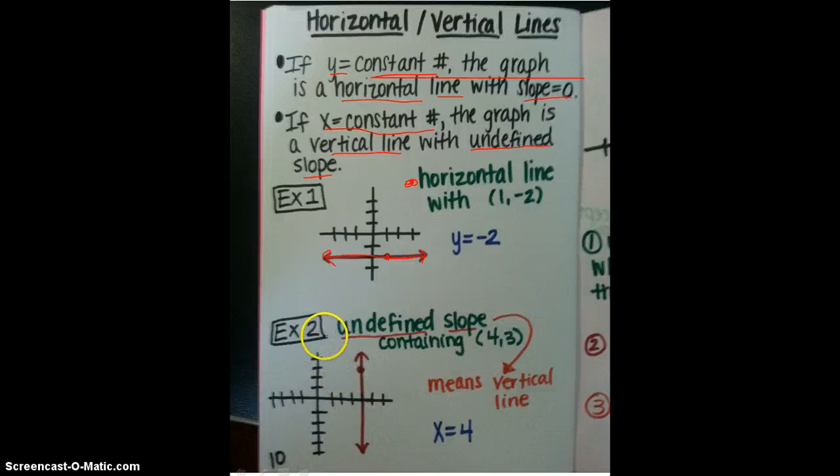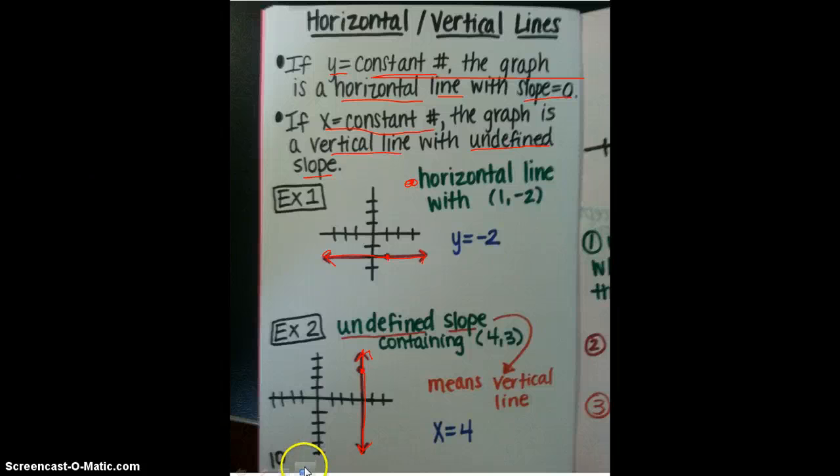Let's look at example 2. Example 2 says undefined slope containing 4, 3. So I would go to 4, 3, put a point there, and draw me a vertical line, because remember, a vertical line has an undefined slope. Okay, undefined slope means it's a vertical line. So I draw me a vertical line, and remember, a vertical line is x equals a constant number. So x equals, in this case, 4 because it goes through the 4 on the x-axis.